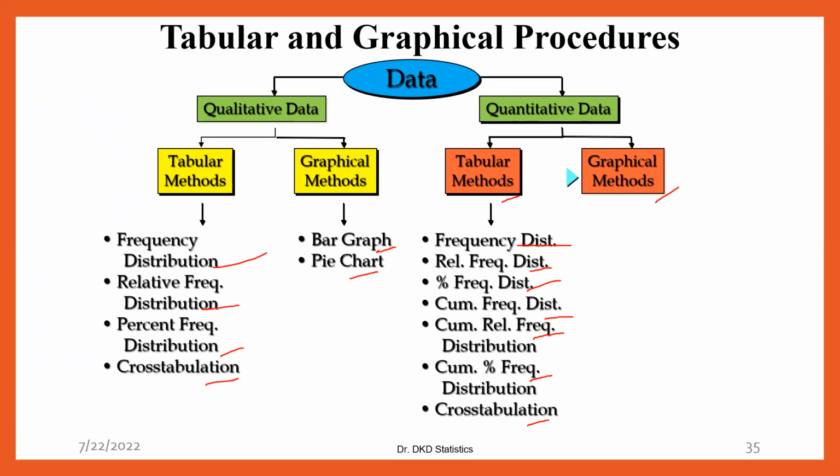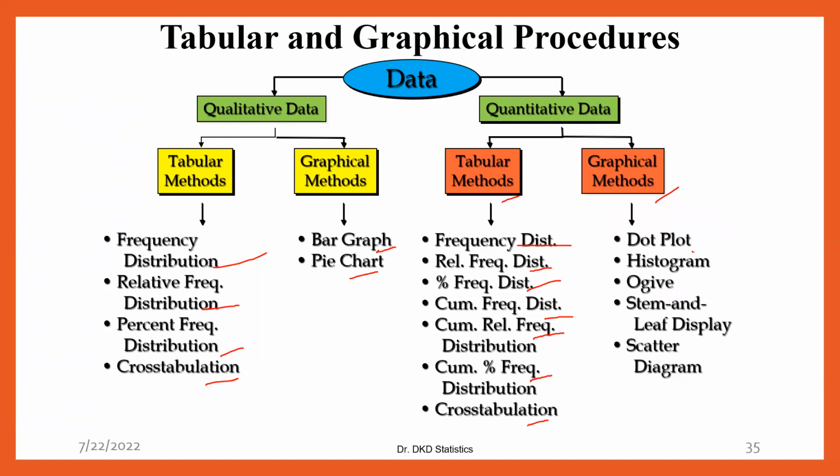And for graphical presentation, we can create many graphs: dot plots, histogram, ogive, stem and leaf display, scatter diagram, and pictogram. So these are the basic summaries. Once we have data, qualitative or quantitative, we can understand which kind of analysis we can do. This is the overall summary of graphical presentations. Being researchers, we need all these concepts.